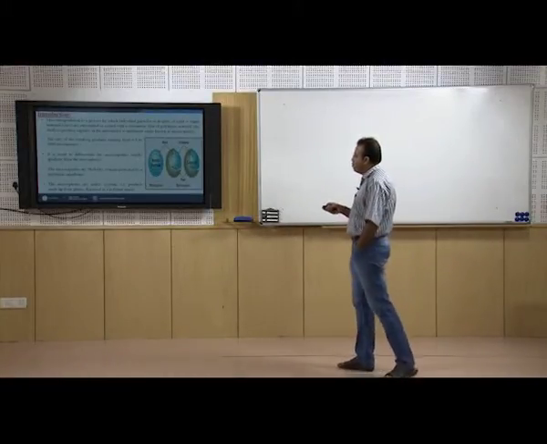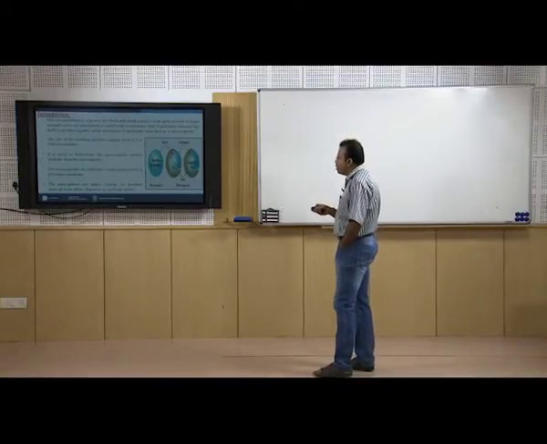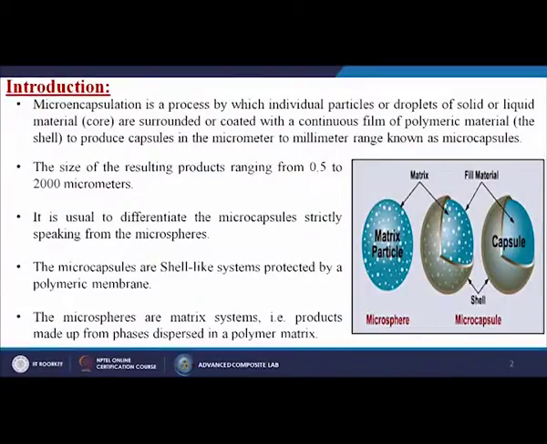It is usual to differentiate microcapsules strictly speaking from microspheres. The microcapsules are shell-like systems protected by a polymeric membrane. So, as I told already, we are giving a coating of some kind of polymeric material onto the substrate or maybe onto the material which we are going to coat. The microspheres are matrix systems, that is, products made up from phases dispersed in a polymer matrix.